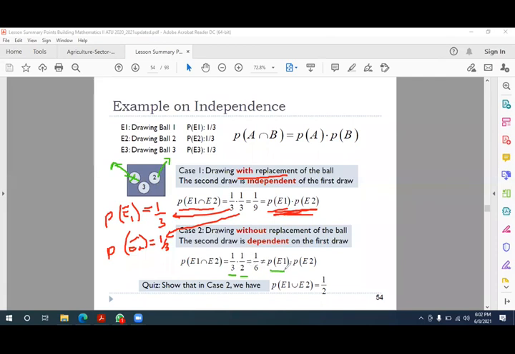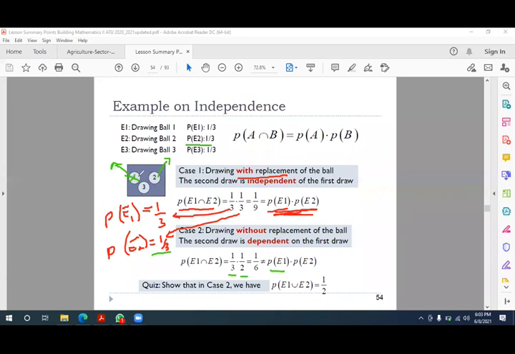And clearly we can see that this 1/3 is the probability of E1. But 1/2 is not the probability of E2. And the probability of E2, like we found earlier, is 1/3. You understand? So it's telling you that the probability of the second event depends on the first ball that was what? Taken out of the box.